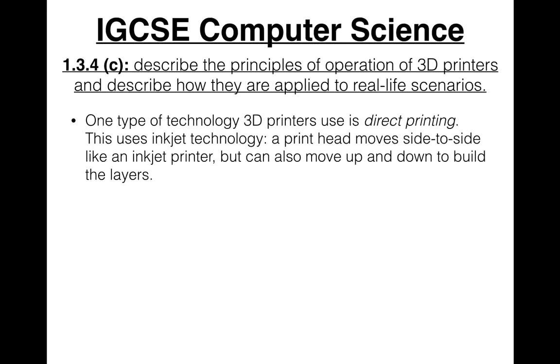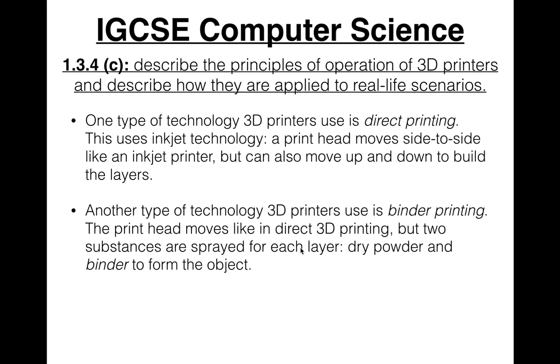Then there are types of technology which 3D printers use. One type is direct printing. This uses inkjet technology. So a printhead moves side to side like an inkjet printer, but can also move up and down to build the layers. So you can imagine a printhead which can move in XYZ coordinates as opposed to only X coordinates like 2D inkjet printers. Inkjet printheads can only move left to right, side to side. 3D printers can move up, down, left, right, whatever.